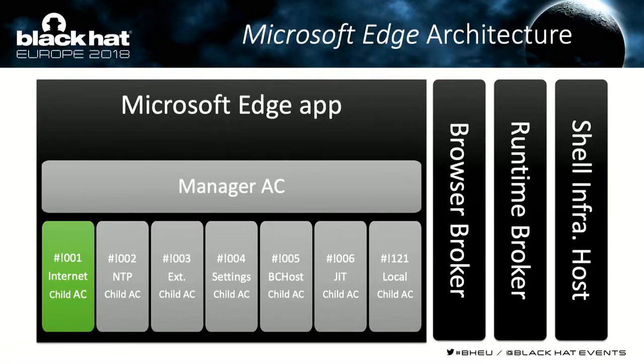There are several different types of renderers in Microsoft Edge. They are also called the content process, with process name microsoftedgecp.exe, and run as child AppContainers of the manager process. Browser broker, runtime broker, and shell infrastructure host all run with normal user privilege. Therefore, they can perform privileged operations for Microsoft Edge.